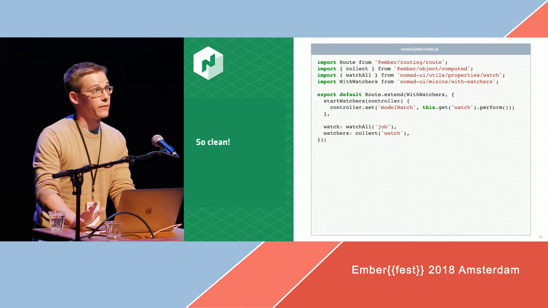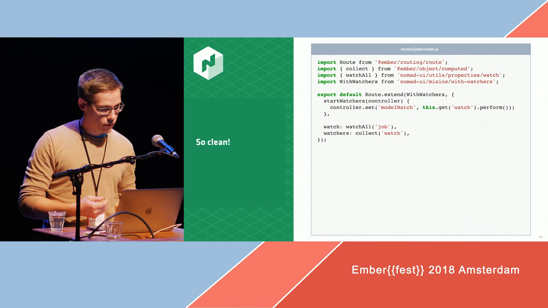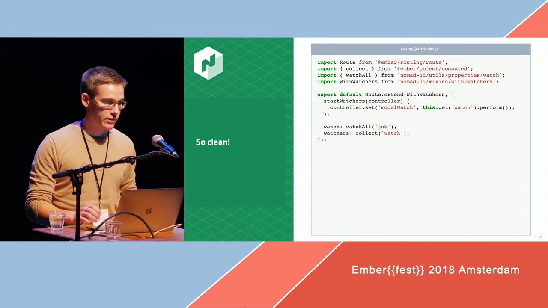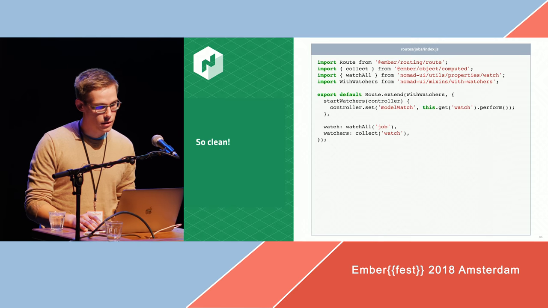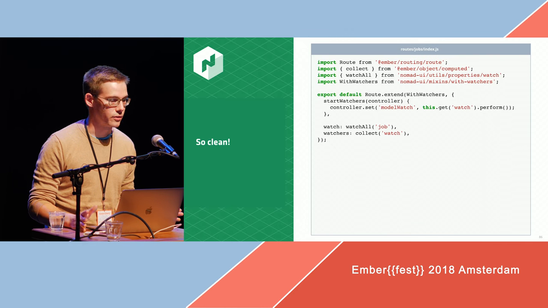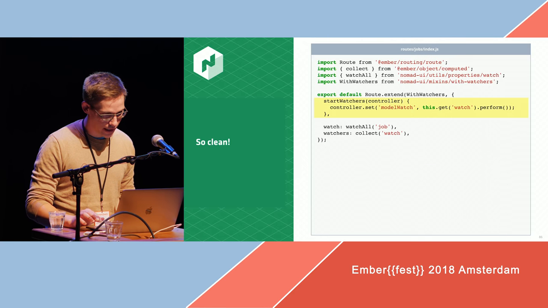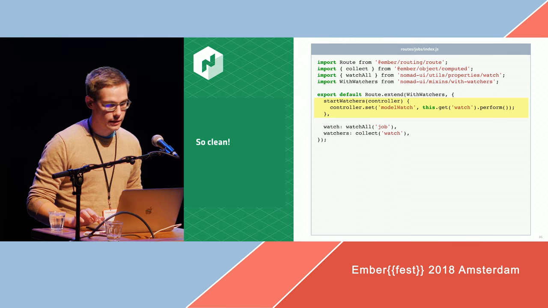So now this is what our route looks like. Super clean. We basically have the start watchers, we're calling it with our one watcher, and what was once an Ember Concurrency task is now a single line of code called watch all job. Awesome. You might think, I mean, you can take us further. What is start watchers doing in there? Get rid of that. Put that in the mixin. But, oops, apparently I highlighted that.